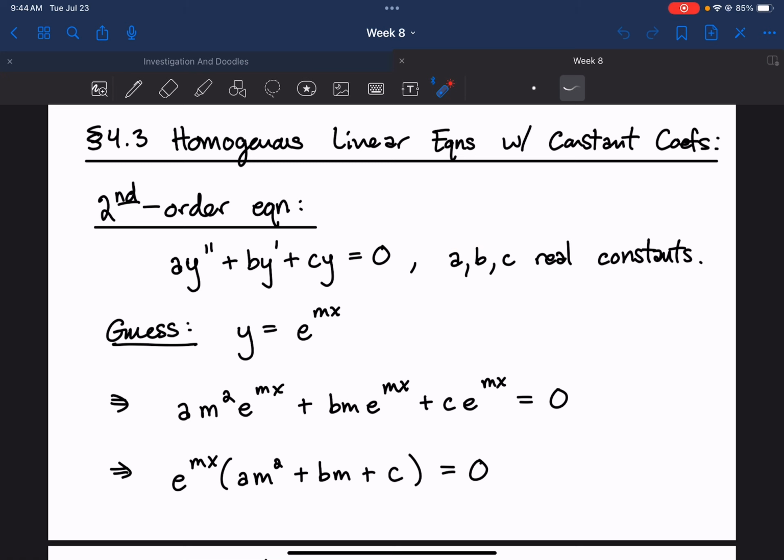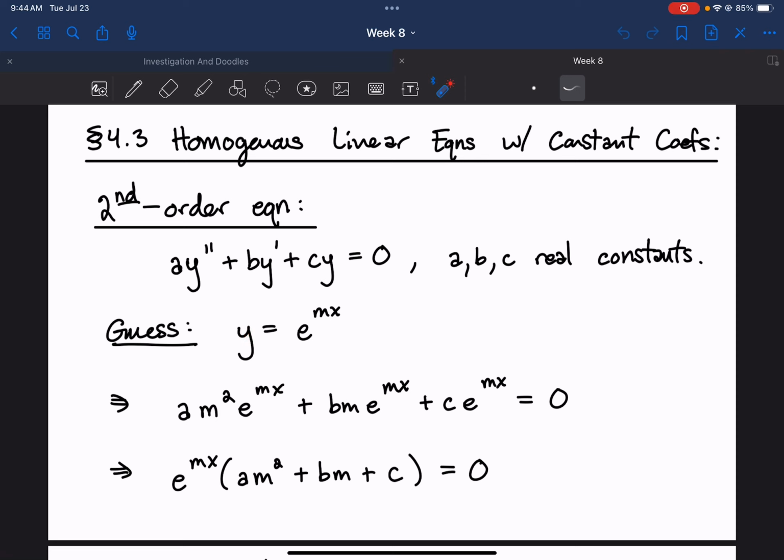So I know the answer already, but let's just guess what should happen. Since these are all constants, it kind of looks like, well, this is a guess that you would naturally get to if you spent a lot of time looking at differential equations. But since I know the answer already, we're just going to start here with this guess. So what if y was equal to e^(mx)?